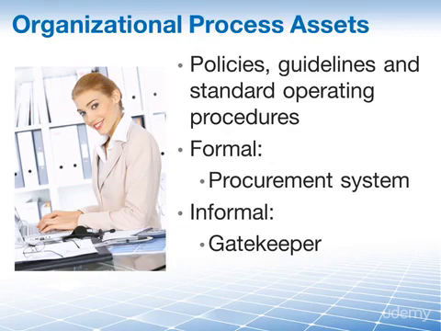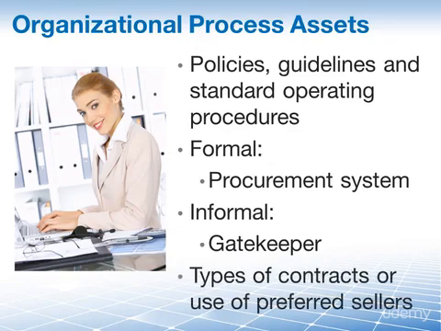There may also be rules about the types of contracts which we are allowed to use, or that we have certain preferred sellers for a category of products, or maybe that all sellers first have to go through an approval process. All of this is defined in the policies, guidelines, and standard operating procedures, formal or informal, that are part of our organizational process assets. And with that, we have come to the end of part 1 here in our lesson on plan procurement management.